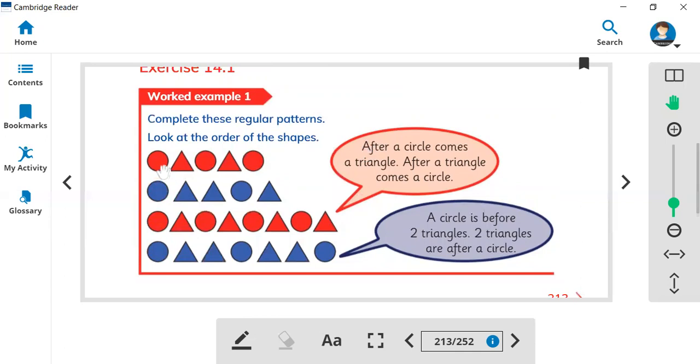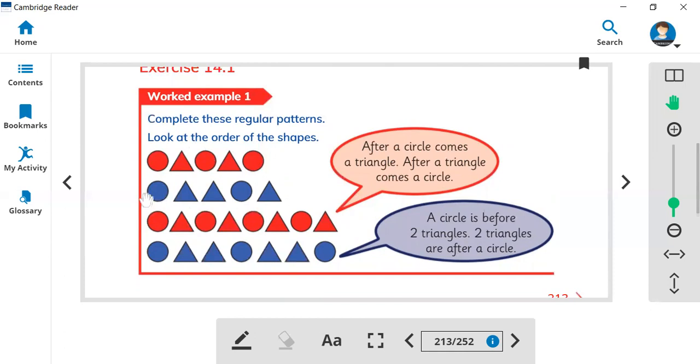So look at the order of the shapes. Okay, look at the first row. We got a circle. After a circle, there is a triangle. Now we have to revise this pattern. After a triangle, again, we have a circle. After a circle, there is a triangle. Again, we have to repeat these shapes. After the triangle, there is a circle. So we call this a pattern. Pattern means when we repeat the shapes.